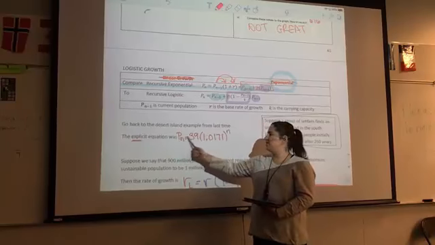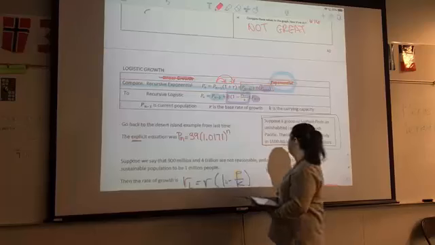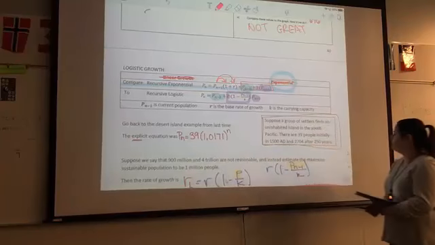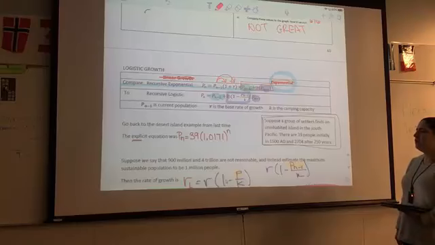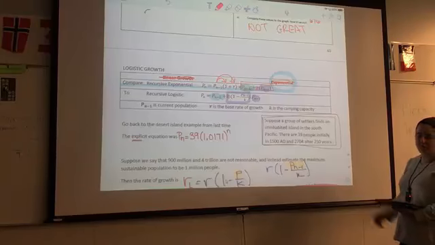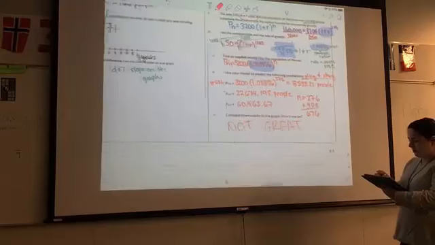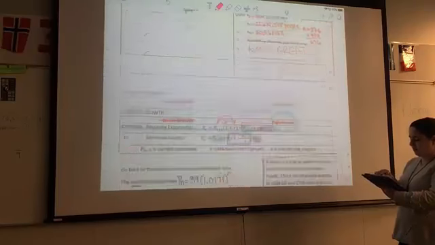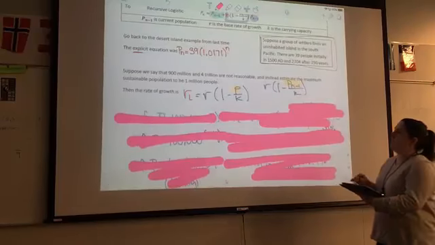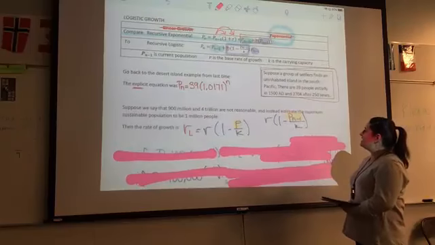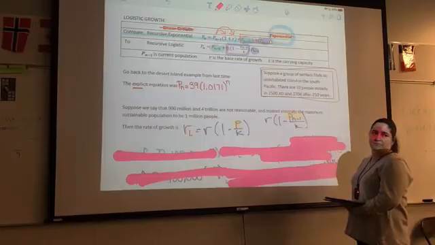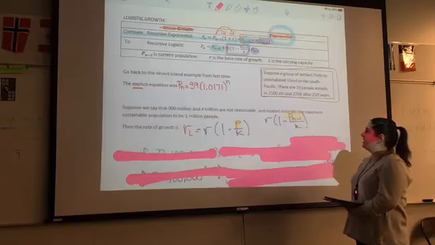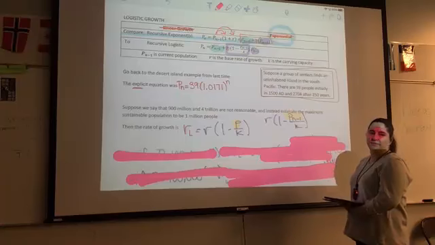Okay, an exponential explicit formula for the desert island example. Suppose we say that 9 million and 4 trillion are not reasonable, because last time we got these big amounts of people. It is not reasonable. Instead, we estimate the maximum sustainable population on that island to be 1 million. So that is going to be our carrying capacity, 1 million.